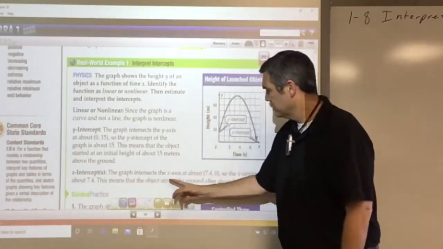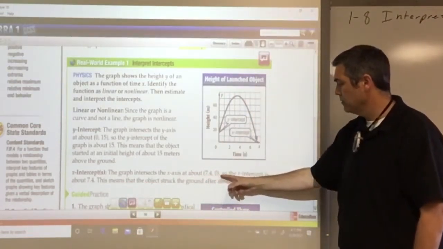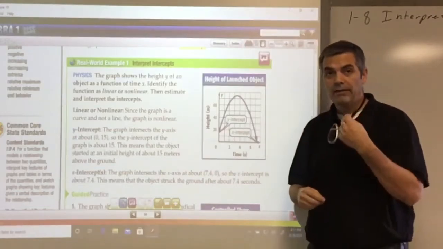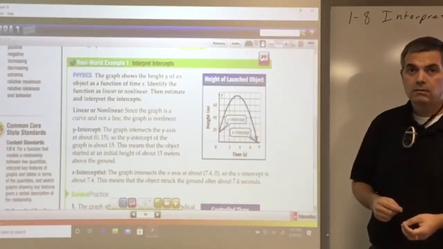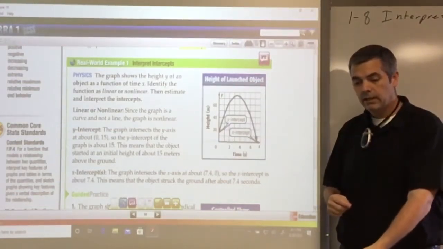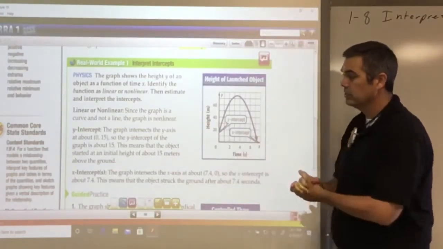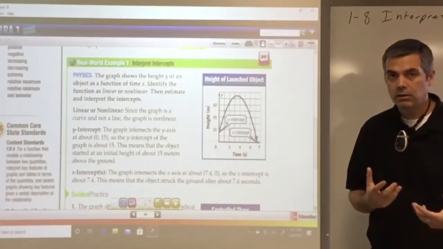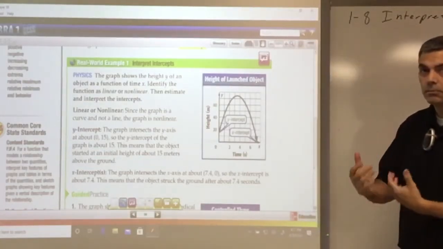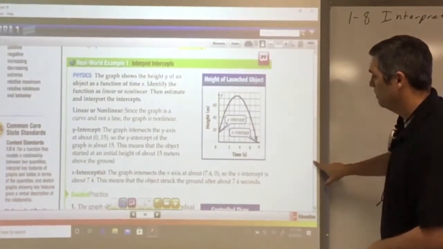So the graph intersects the x-axis at about 7.4, 0. So after 7.4 seconds of it being up in the air, it hits the ground. That's what we're talking about here. So pay attention to your graphs to understand what they're really talking about. It'll help you to interpret what's going on, okay?